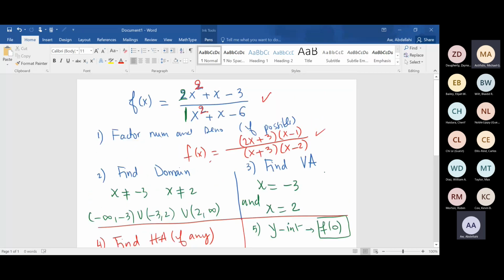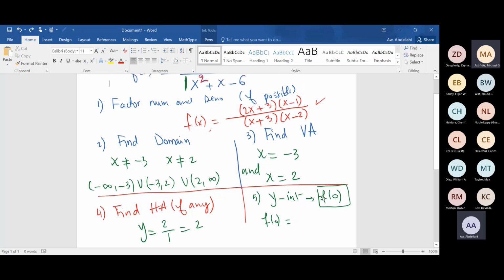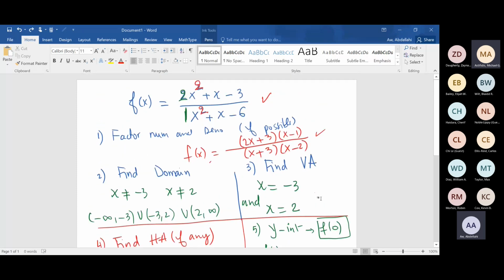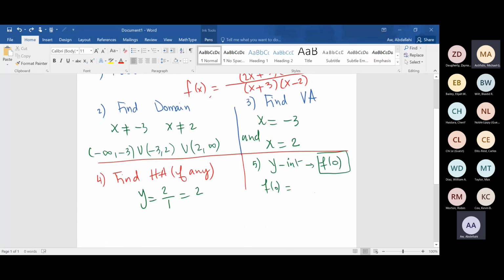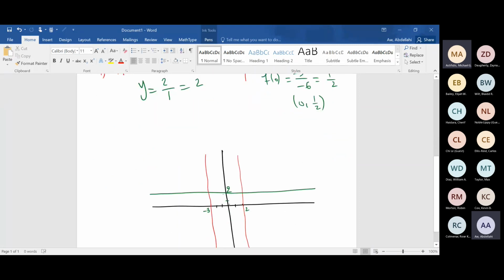How much is f of 0 here? When you plug in 0 everywhere, f of 0 is 2 times 0 squared... I shouldn't do this, this is 163. I should just give you the answer. f of 0 is -3 over -6, right? Why do I do all these details in 163? It's 1/2. So the y-intercept is the point (0, 1/2). That is the y-intercept. It's 1/2 right here.